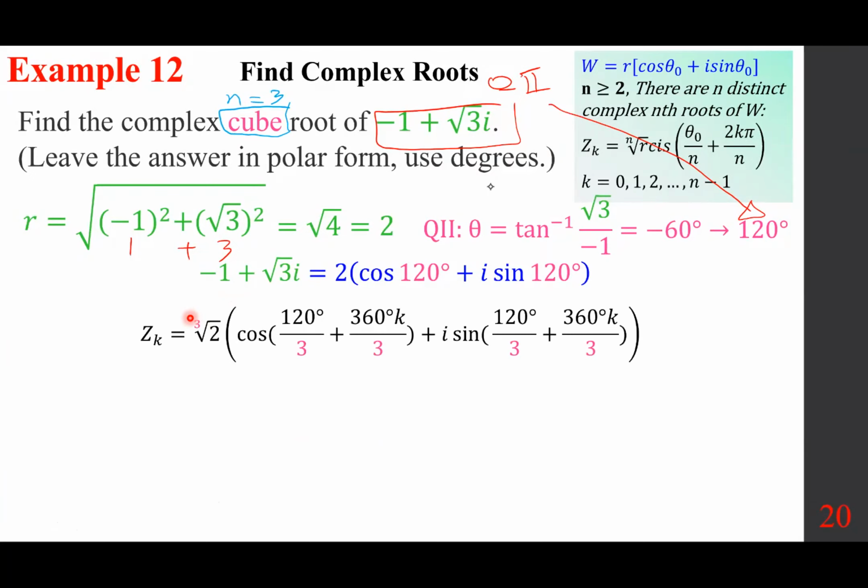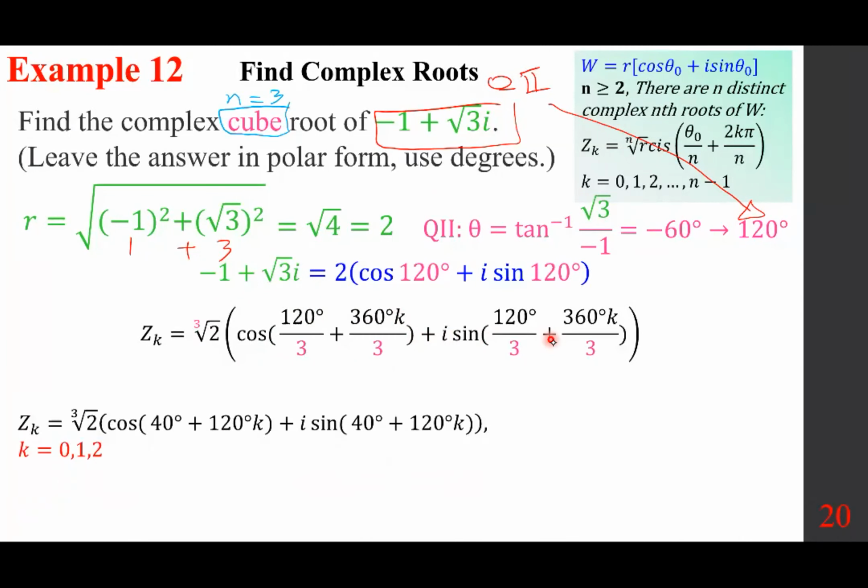So we are using this formula, cube root of 2, cosine of 120 degrees divided by 3, 360k divided by 3. This is obviously 40, my apologies, 40. And this one is 120. So cosine of 40 degrees plus 120k, same thing for the sine. And k can be only 0, 1, 2.